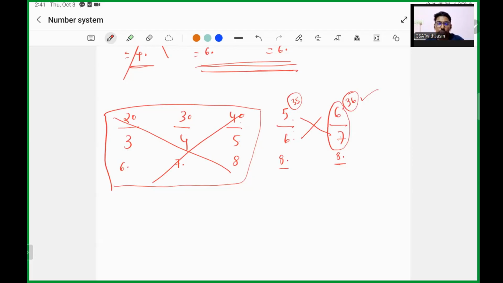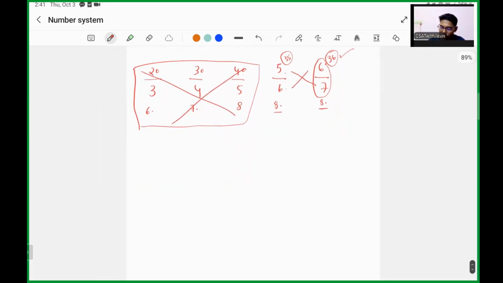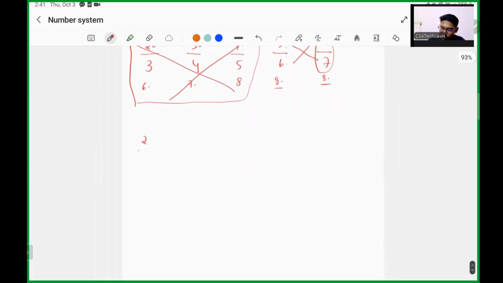So this is why I told you that sometimes if there are many fractions, then it will be easy for you to use both the methods to find out the answer. So 6 by 7 was the greatest here. Now one more thing I will show you here. Our question was 2 by 3, 3 by 4, 4 by 5, 5 by 6 and 6 by 7.